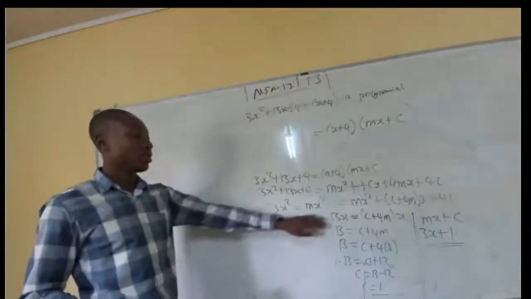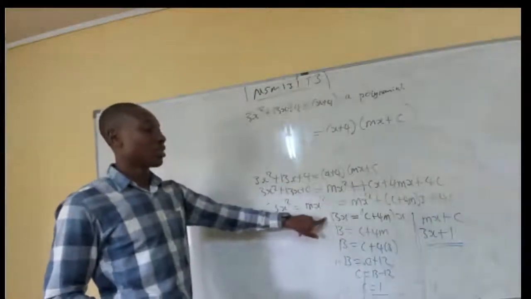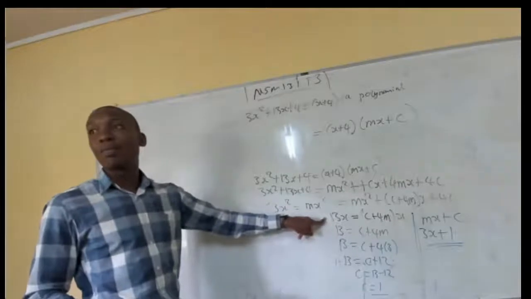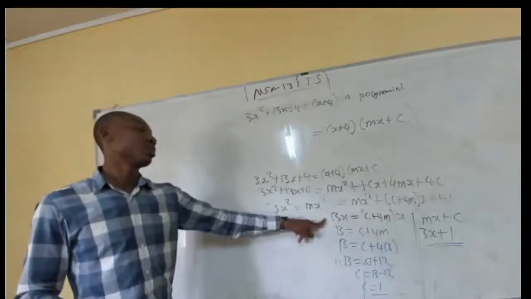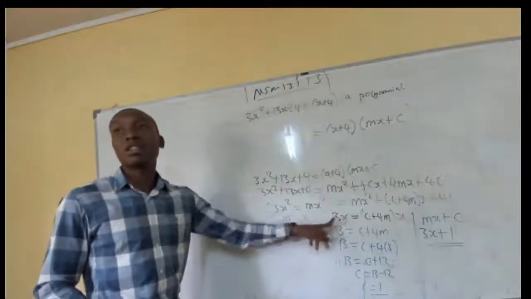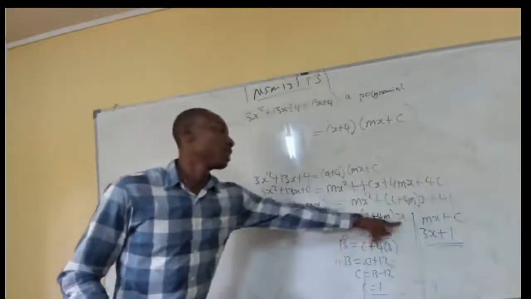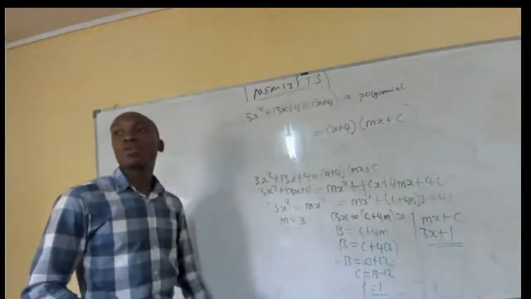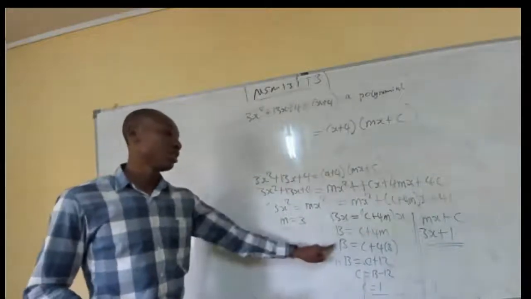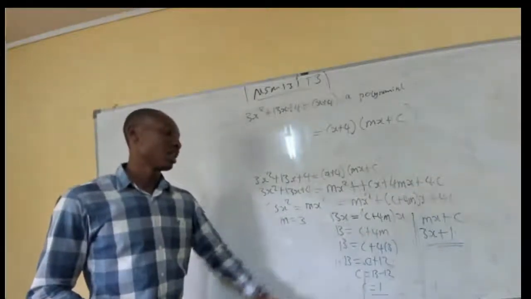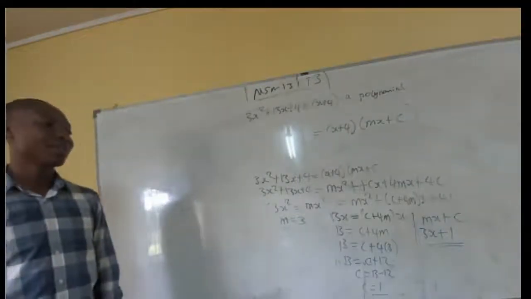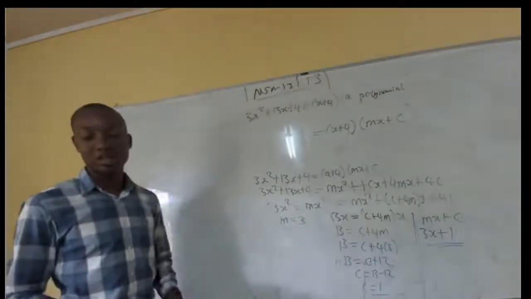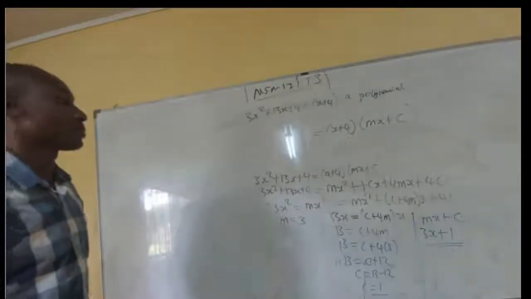So from this stage, we're saying 13x is equal to c plus 4m, x. So now the coefficient of x here is 13, and the coefficient of x here is c plus 4m. So I simply equated the two. So 13 here is actually equal to c plus 4m. But we know that m is actually 3, so I replaced the 3 to get to that. Okay, so that's that.